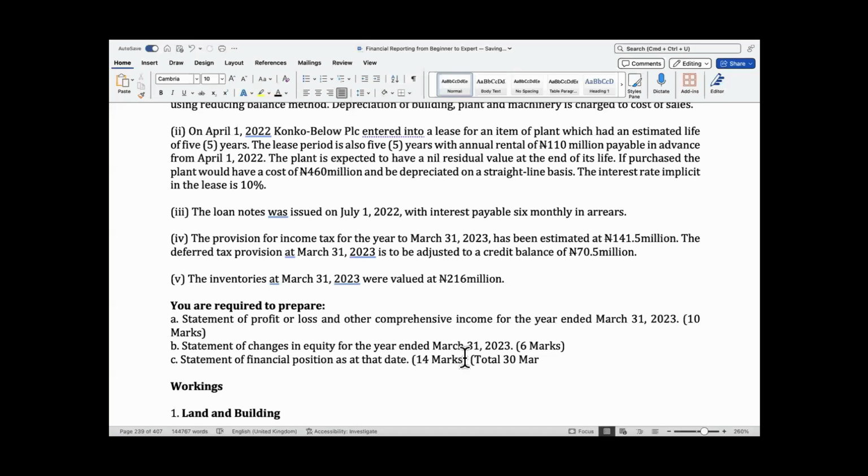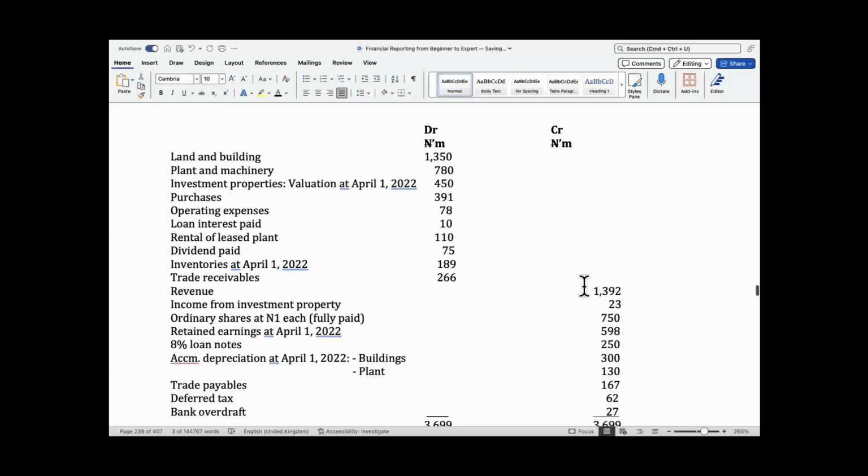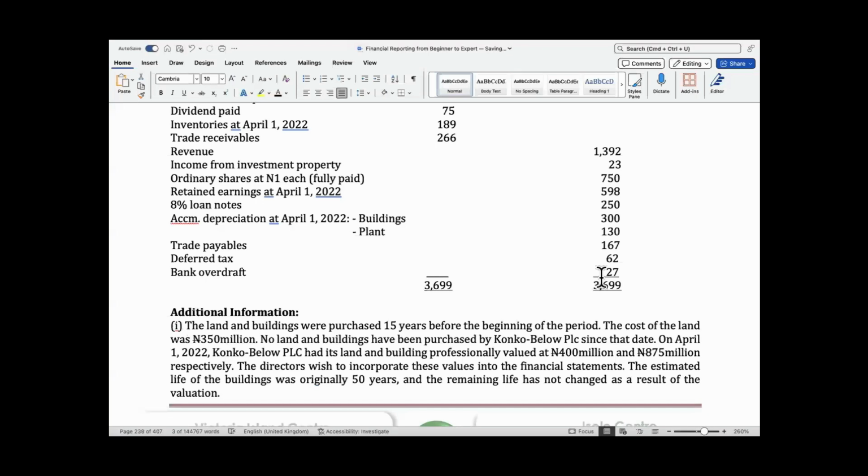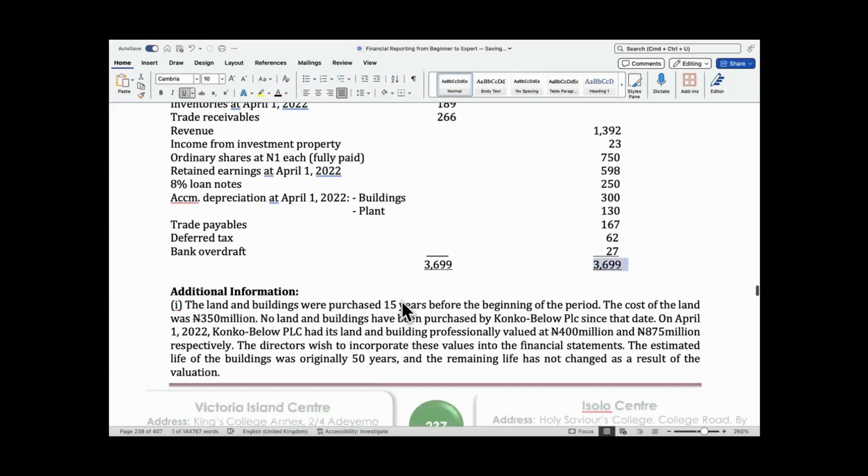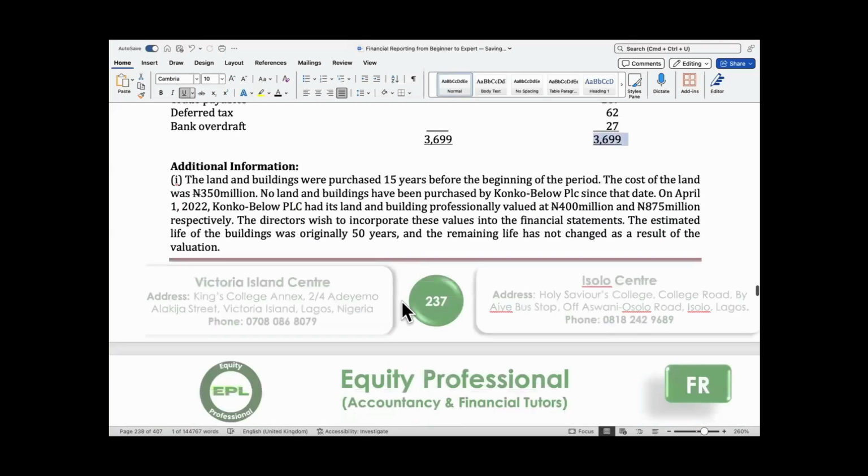This takes the chunk of the marks, and that's 14 marks. So the total is 30 marks, question 1. And they gave us a trial balance, which balanced. Okay, so definitely your statements should also balance if you're not making mistakes. And they give us some additional information.